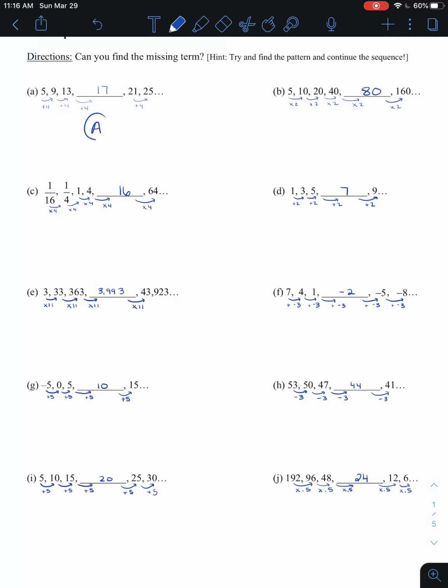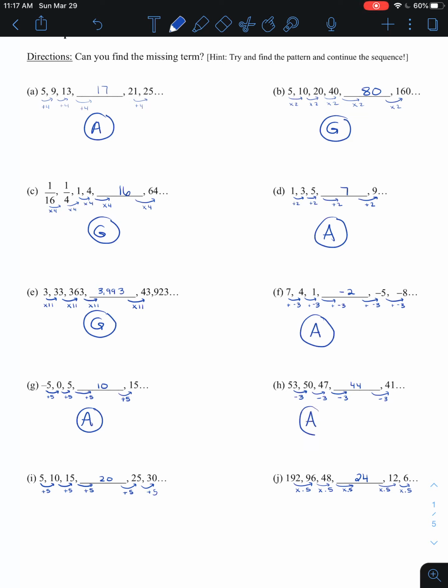Sequence A is arithmetic because we're adding 4. Sequence B is geometric because we're multiplying by 2. Sequence C is geometric because we're multiplying by 4. Sequence D is arithmetic because we're adding 2. Sequence E is geometric because we're multiplying by 11. Sequence F is arithmetic because we're adding a -3. Sequence G is also arithmetic. Now we're adding a +5.